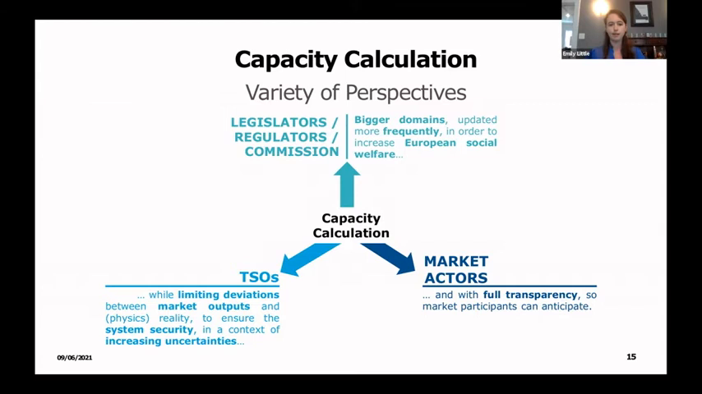From the TSO perspective, this should be done while limiting deviations between the market output and what's actually going to occur in the network, the physical reality. And that's to ensure the system security in a context of increasing uncertainties and increasing variability from the rise of renewable energies. And all this should also be done with full transparency so that market participants can anticipate the market prices that they'll be seeing.